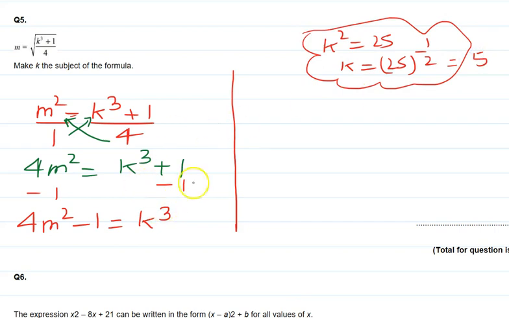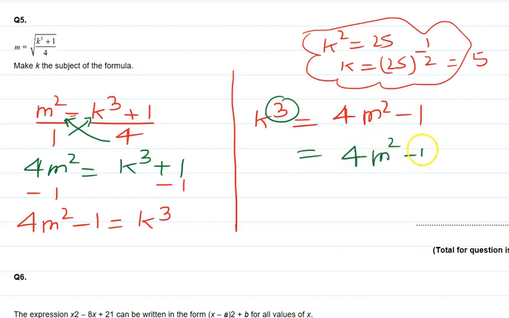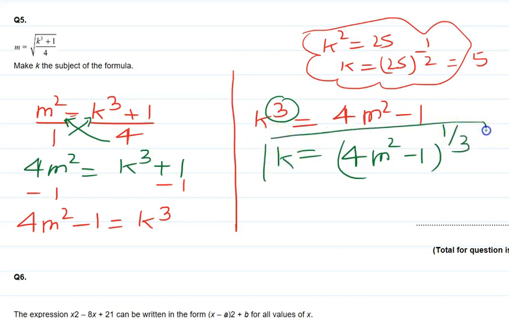So similarly here, k cubed is 4m square minus 1. If you get rid of this cube, the cube goes to the other side, so 4m square minus 1 to the power 1 over 3, and that is k. So this will be your answer.